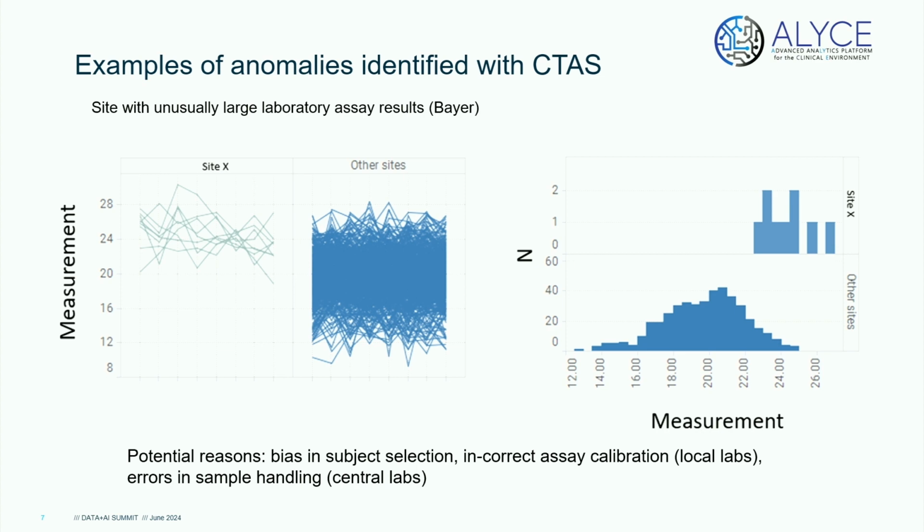So that you have a short impression of how we utilize that. Here, for example, in that example, you see a site with unusually large laboratory assay results. You also see the potential root causes for that. And that is really a good thing to have, such things set up and implemented on a platform like ALYCE in a regulated manner, or, as I will come to later, unregulated as well.